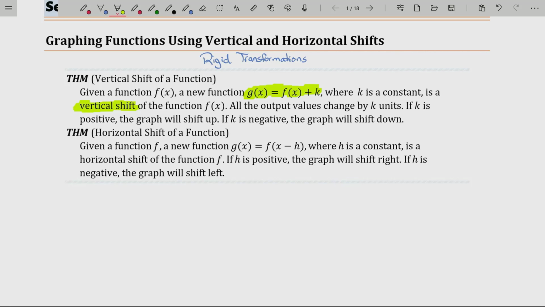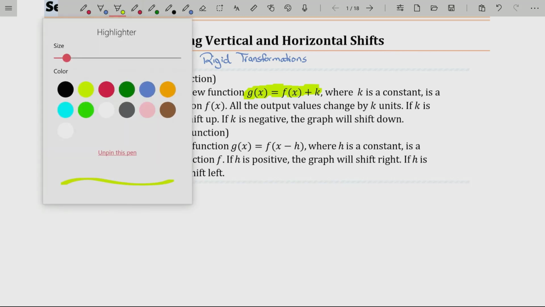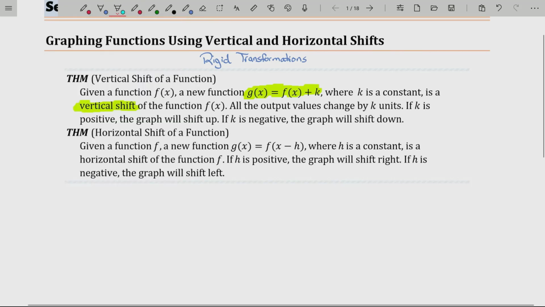If k is positive, it shifts up. If k is negative, it shifts down. That should be a review. You should know that from your prerequisite course. You should also know that for horizontal shifts, if I give you a function f of x, a new function g, which is equal to f of x minus h, where h is some constant, different letter there on purpose, is a horizontal shift of the function f.